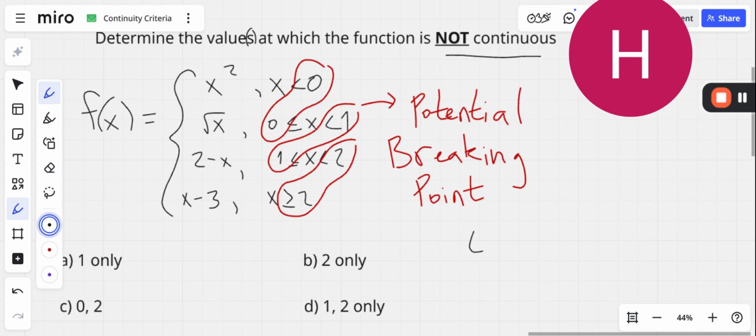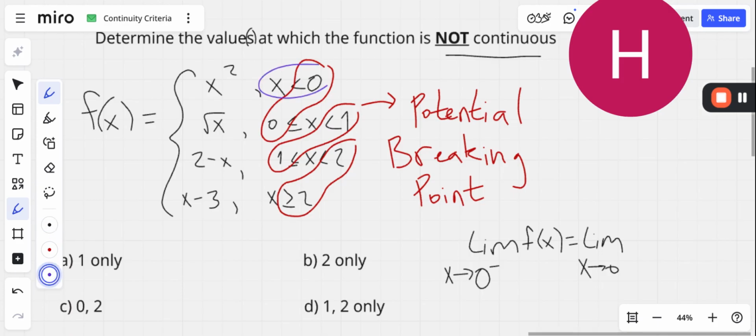So if we want the left limit at 0, that is the equivalent of the limit as x goes to 0 for the piece which is to the left of 0. So that's going to be x squared. See that? And of course, this is just equal to 0.